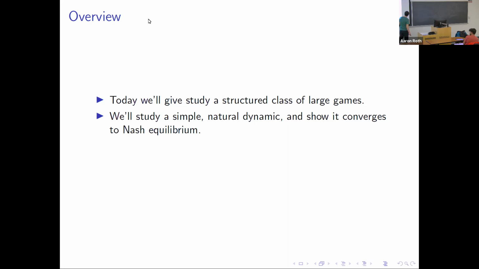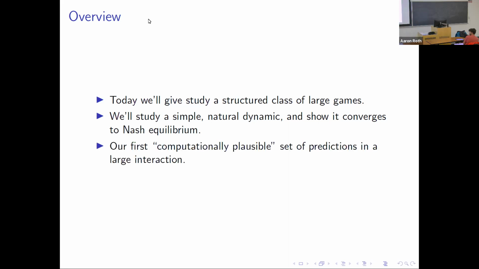And so we're going to study in this class a simple natural dynamic, something that is hopefully computationally plausible, by which I mean it doesn't require vast resources, either computational or informational, on the part of any of the agents, and is a reasonable thing for them to do, and show that it converges to Nash equilibria. And that'll hopefully give us confidence, at least in the class of games we're going to talk about, that pure strategy Nash equilibria are reasonable predictions for what might happen. So this will be our first computationally plausible set of predictions in a large interaction, but this will be a running theme in the class.